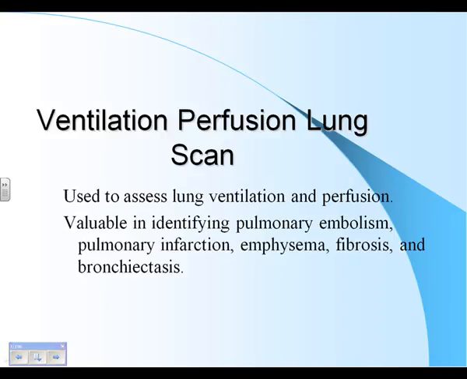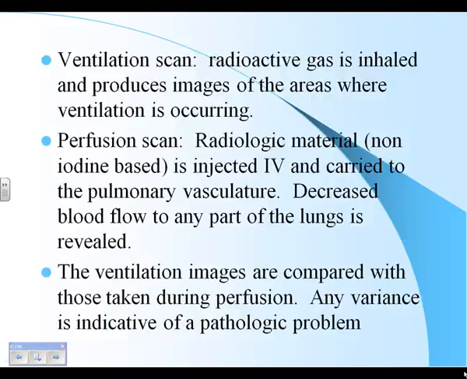And with that, you have a radioactive substance that is given during that ventilation scan. And it helps to identify where ventilation is occurring. Then once you identify ventilation, they give an IV radioactive substance that is carried to the pulmonary vasculature, to the pulmonary vessels. If you have a decreased blood flow to any part of the lungs, then it's going to identify that there is a blockage in that area.